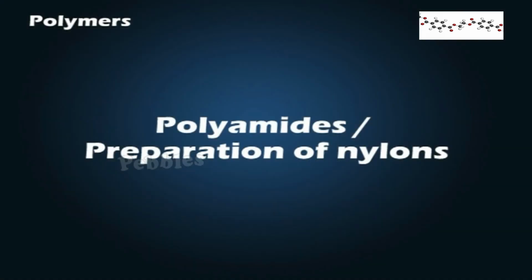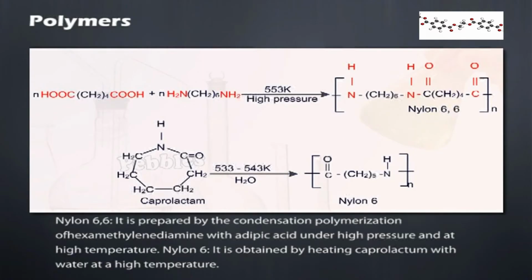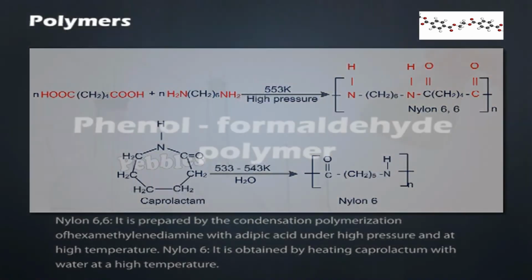Polyamides, preparation of nylons. Nylon 6,6. It is prepared by the condensation polymerization of hexamethylene diamine with adipic acid under high pressure and at high temperature. Nylon 6. It is obtained by heating caprolactam with water at a high temperature.